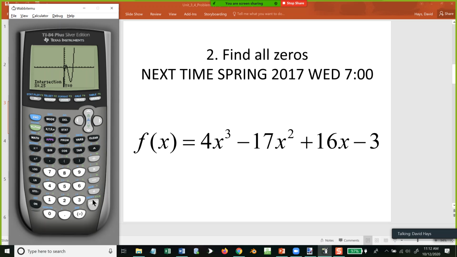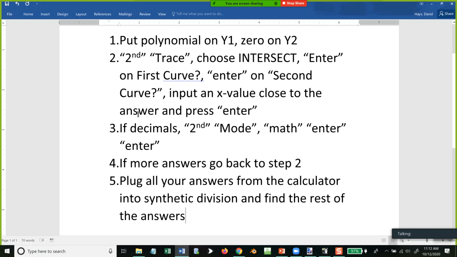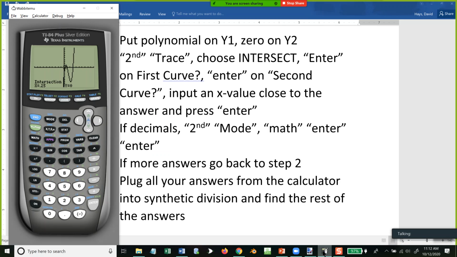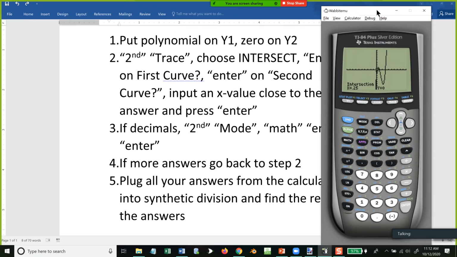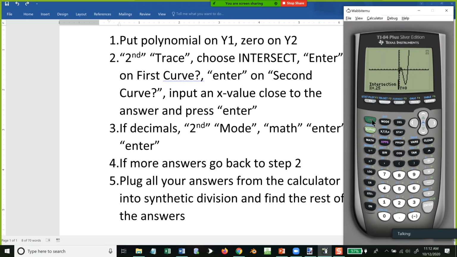Now this comes back and tells us our answer is 0.25. And we don't want decimals at all on these, which is fine, because we know if we have decimals, we don't want to do this. So we'll do second mode, math, enter. Now I know that was a pretty easy one to change to a fraction, 0.25, but they won't always be that easy, and so that's how you change something to a fraction.